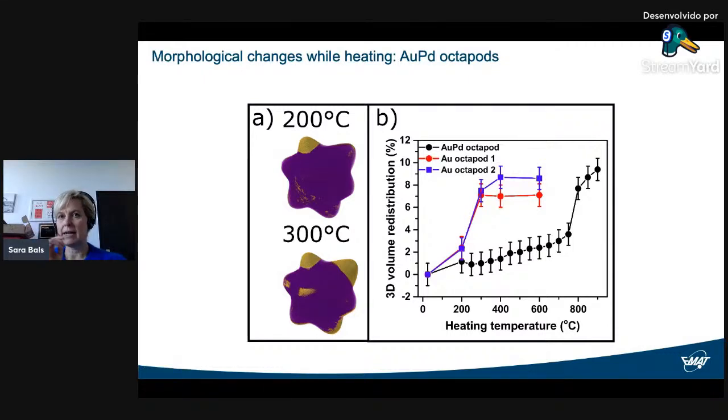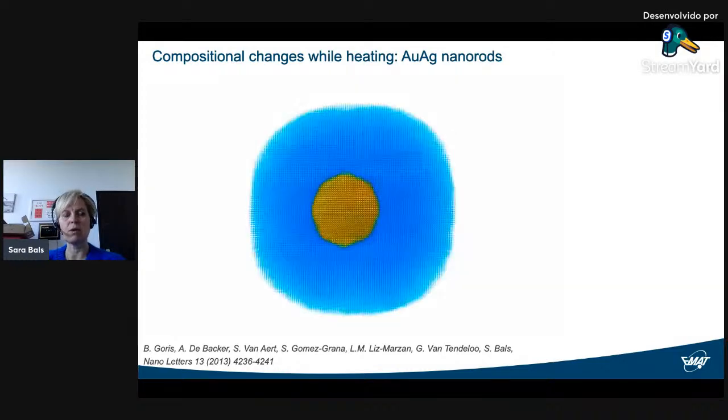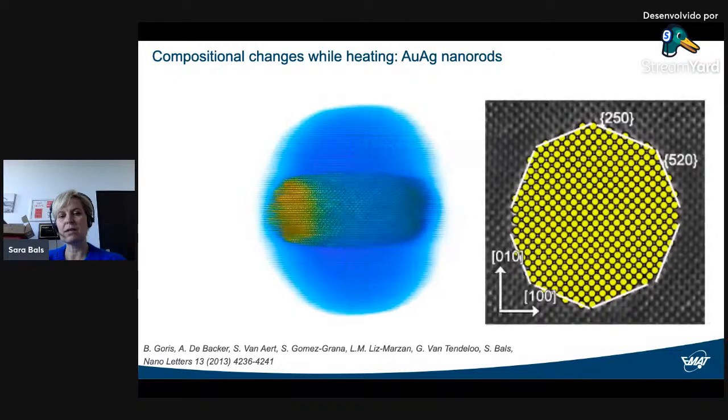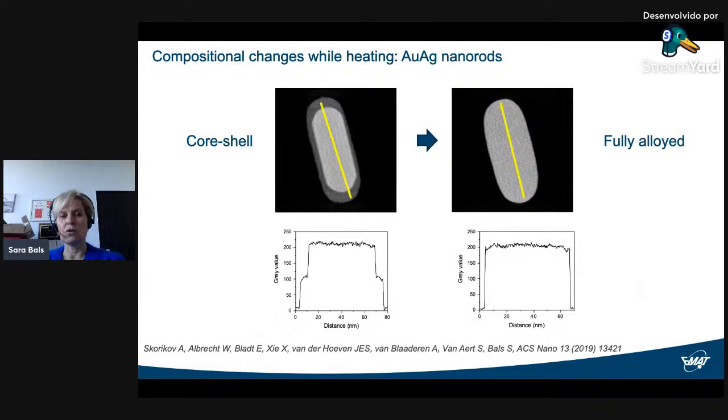Now, these are bimetallic systems. And so we thought maybe we can also investigate composition at high temperature. And so again, we selected a sample such as this one here, which I already discussed before. And the interest for this sample is that the tunability of the optical properties depends on the shape of these nanorods, on their aspect ratio, but also on the shell thickness. So we wanted to understand if the shell remains at higher temperature. Now, the answer is very clear, no. Very quickly, an alloyed system is formed. And we wanted to investigate alloying in a little bit more detail.